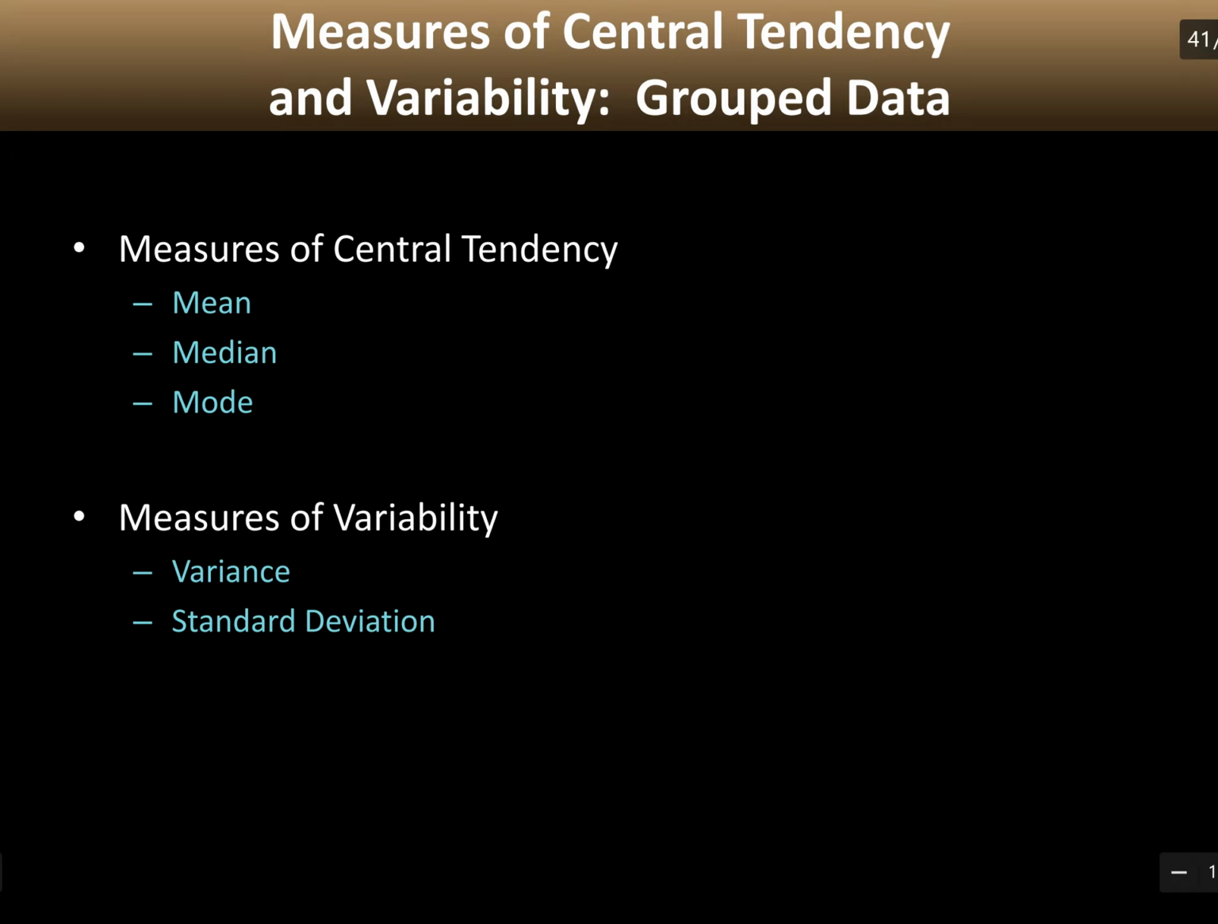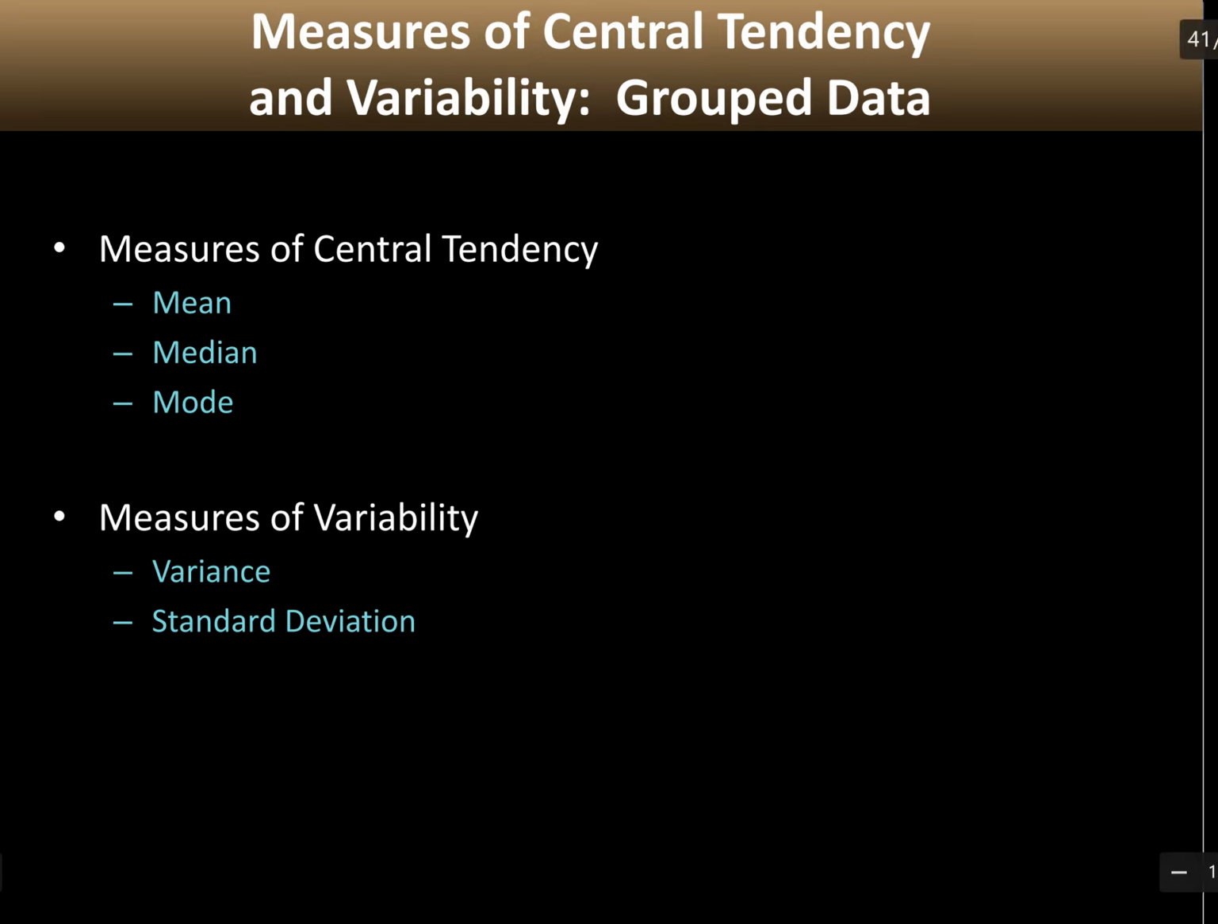So far, we've been looking at measures of central tendency and variability for ungrouped data. Now we're going to look at measures of central tendency and variability for grouped data. We're going to look at the mean, median, and mode, and the variance and the standard deviation.